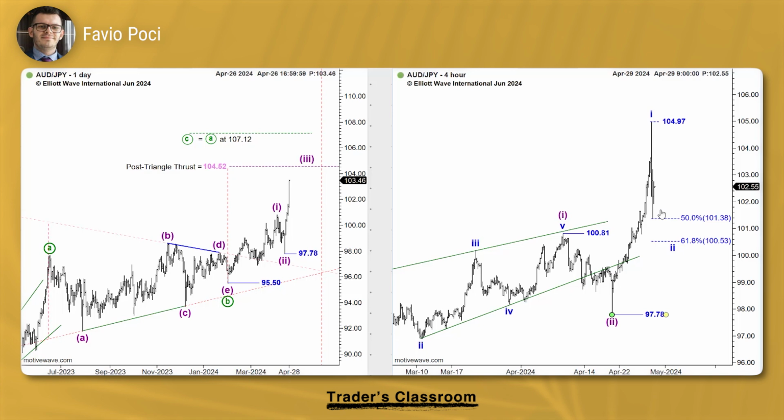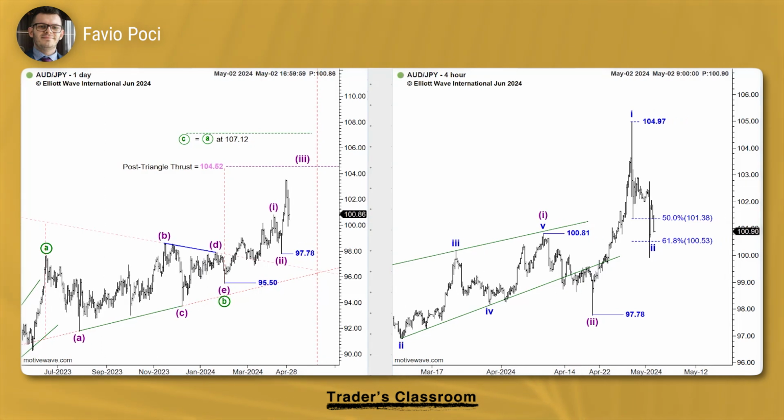We just need this market to provide a 3-wave pullback. Assuming you have not taken anything from this market, you're still keeping the entire position just because you want 107 or the post-triangle thrust. Maybe you want the post-triangle thrust. For me also, that's the main target. So I need to stick to this interpretation and to this plan. So we'll see. Let's play forward.